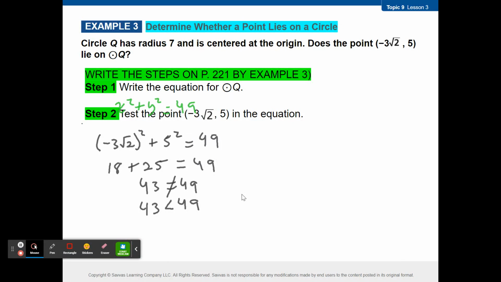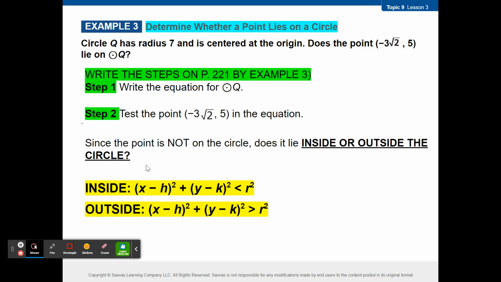So what is this telling us? If it's not on the circle, then it has to be inside or outside the circle. If it's inside the circle, that sum is going to be less than the radius squared. And if it's outside, that sum is going to be greater than the radius squared. So this one landed inside or outside? It was 43 is less than r squared, right? So this one was actually inside the circle. And when you graph this, you physically see that it's inside the circle or outside the circle.